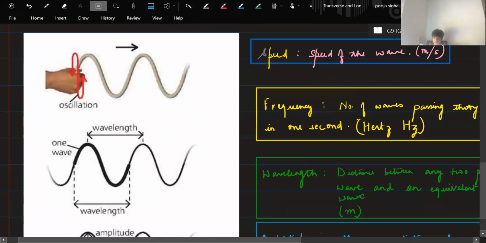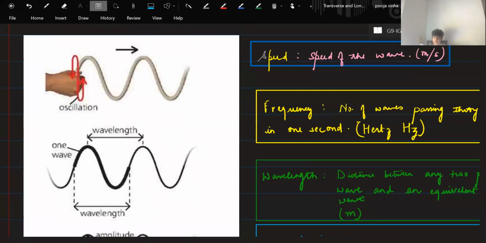What are you confused with? If the length of a wave is 1 meter, then yes. Okay, I mean to say that if the wave is covering 30 meters in 10 seconds, then what is the speed of the wave? Now tell me. 3 meters per second. Okay.